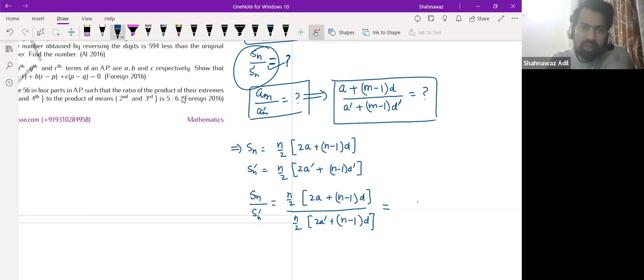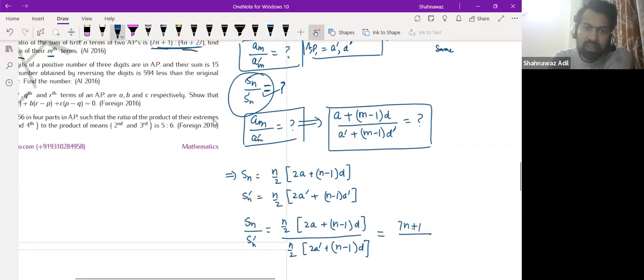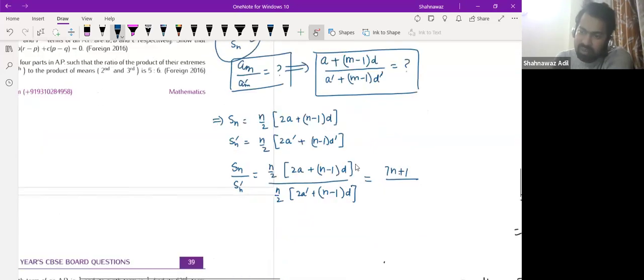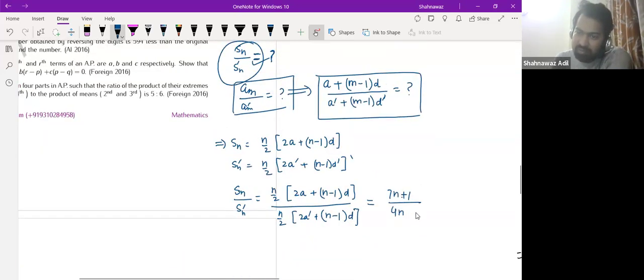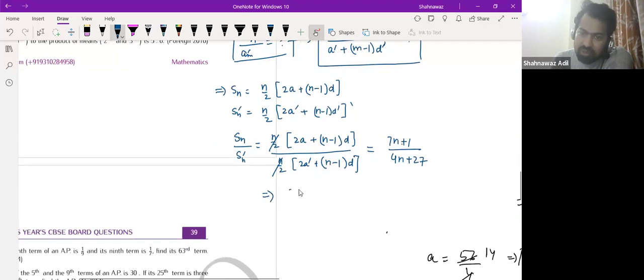And this is equal to 7n plus 1 divided by 4n plus 27. So this is given, right? n by 2 will cancel. So what will you get? You will get 2a plus n minus 1 d, and 2a prime plus n minus 1 into d prime, over 7n plus 1, 4n plus 27.